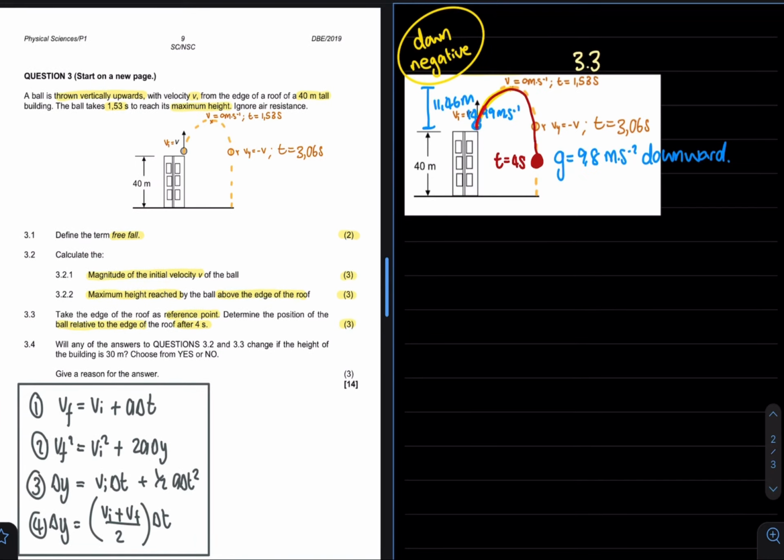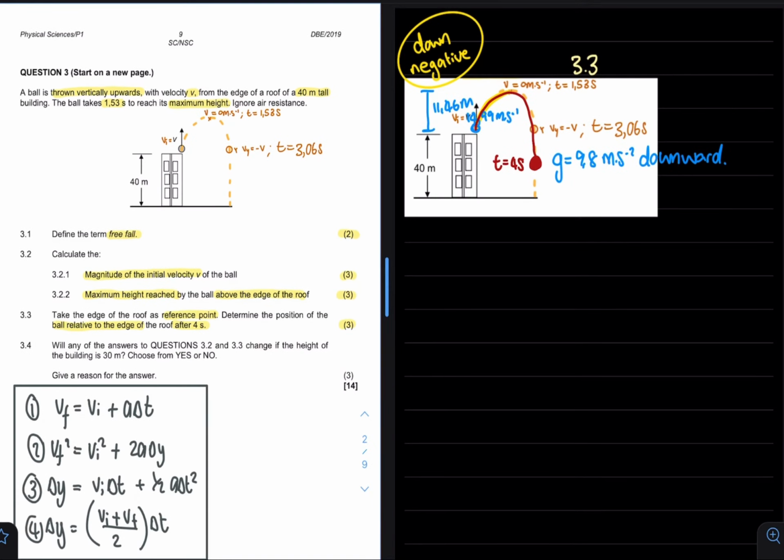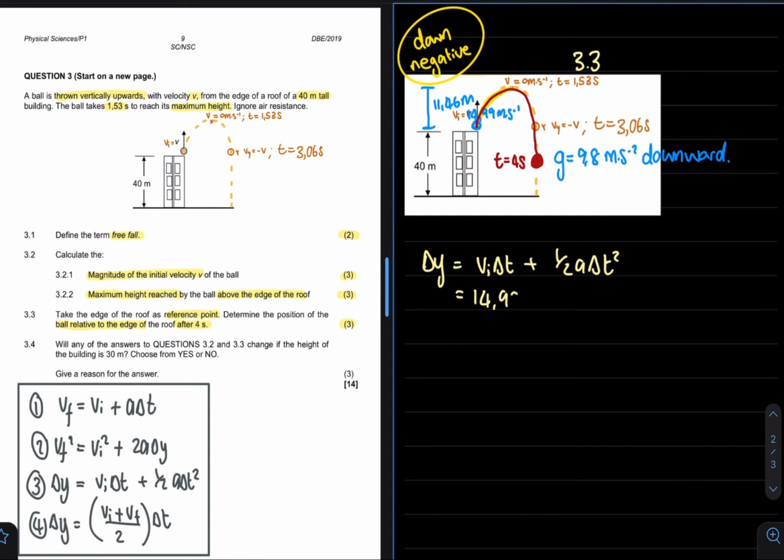To solve this problem, we would use this entire projectile up till the 4-second mark. We have the initial velocity of 14.99 and the time it takes to reach this point, but we do not have the final velocity at that point. So looking at our equations of motion, we need one containing the delta y. We don't have the final velocity, so we would not make use of equation 2. Let's have a look at equation 3. For equation 3, we have the initial velocity, the time of 4 seconds, as well as the acceleration, which gives us a negative answer of 18.44 meters.